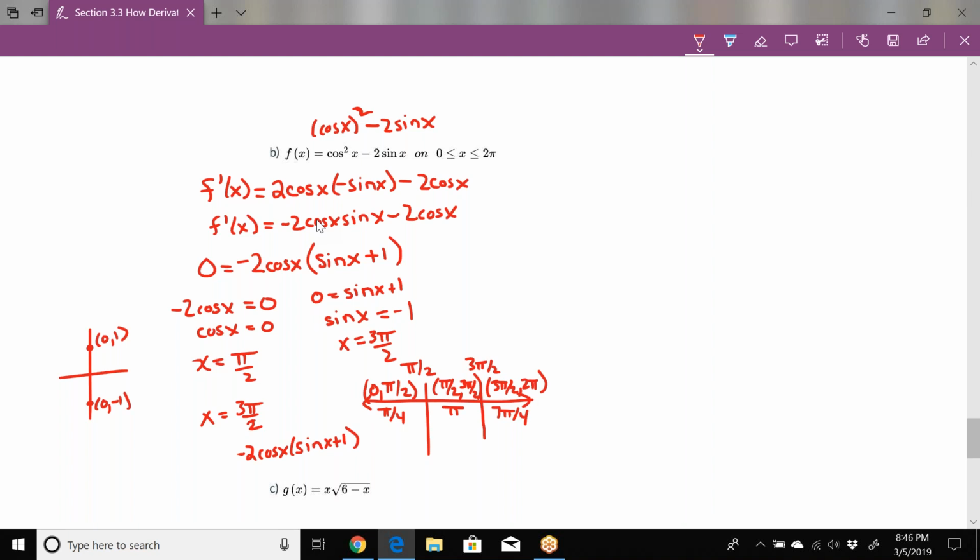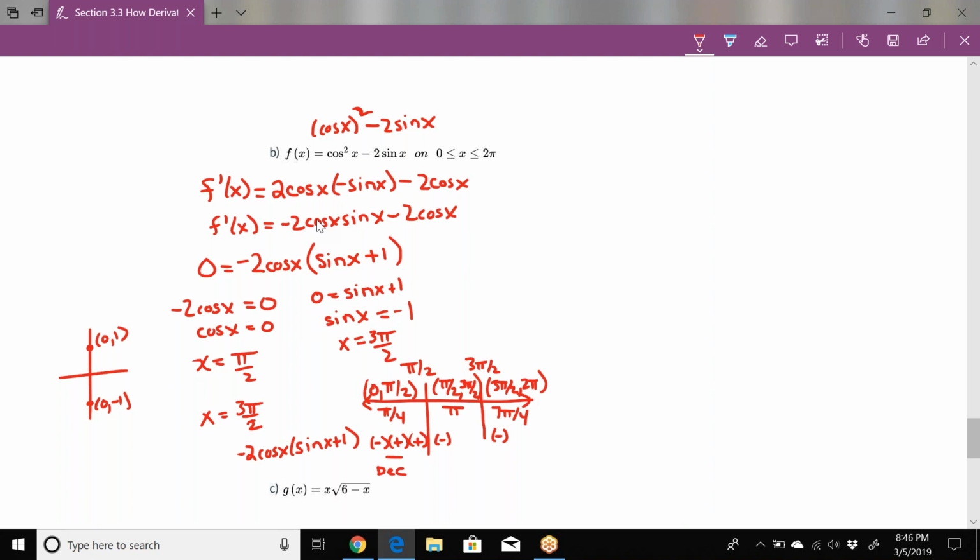So if you plug in pi over, first of all, the negative 2 is going to be negative. So the first sign is going to be negative in all three of these. Okay. Cosine of pi over 4 is positive, and sine of pi over 4 is positive, plus 1 would still be positive. So this is negative times positive, so that comes out as a negative, which means our function's derivative is negative there, which means our original function is decreasing.